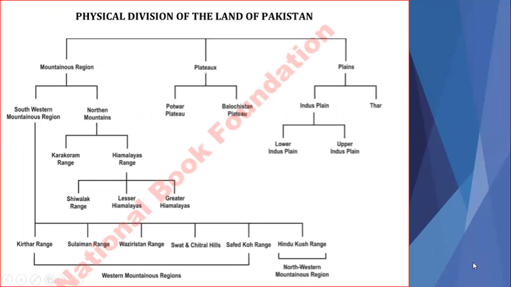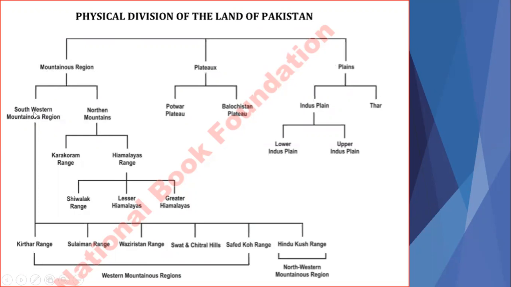Physical division of the land of Pakistan, I told you, three regions: number one, mountainous, number two, plateaus, number three, plain region. Now the further division of the mountainous region. It can be asked in a short question: name the mountainous regions of Pakistan. So you will write the two mountainous regions. Number one, southwestern mountainous region. Number two, northern mountains.